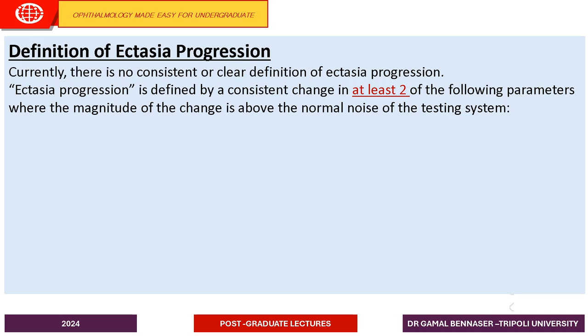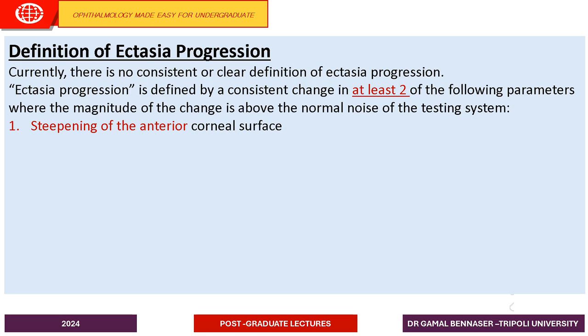Now, first of all, before speaking about the ABCD progression system, we have to define the meaning of ectasia progression. Currently, there is no constant or clear definition for ectasia progression. Ectasia progression is defined mainly by consistent changes in at least 2 of the following parameters, where the magnitude of the change is above the normal noise of the testing system. So at least 2 of the following 3 points should be available to document the presence of progression.